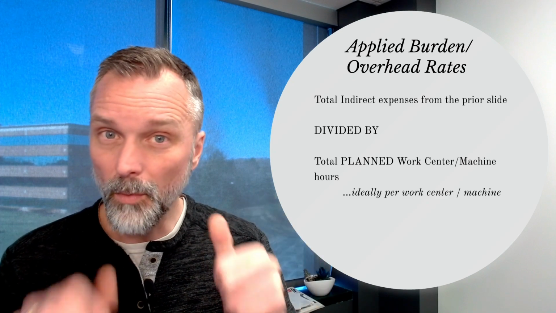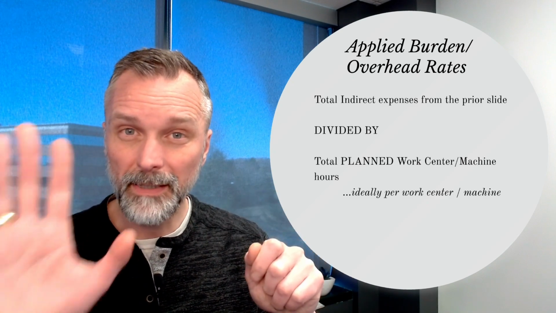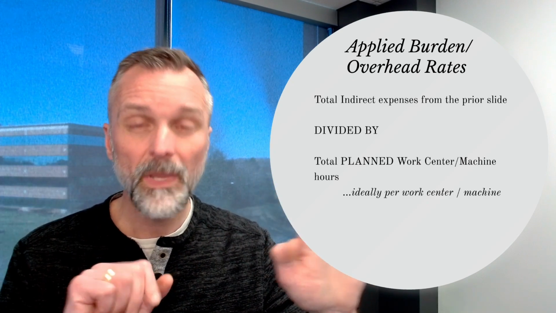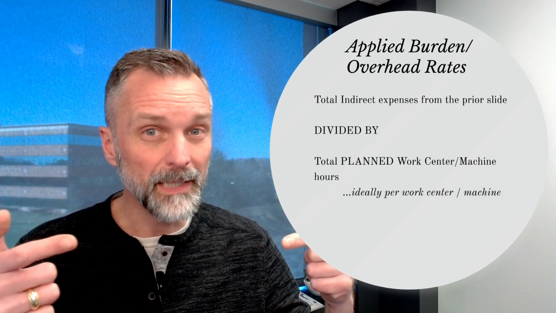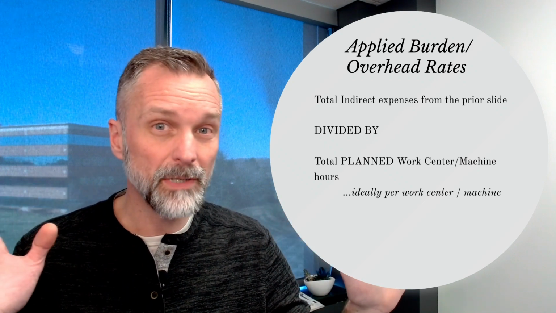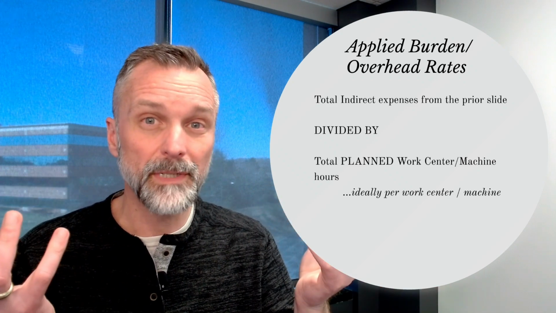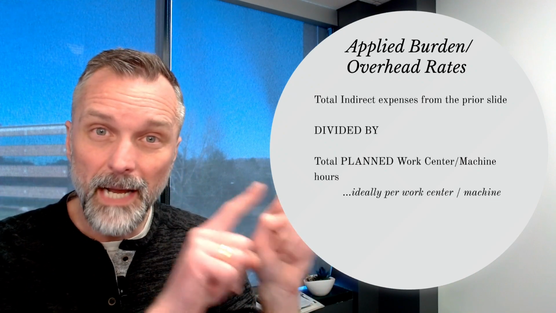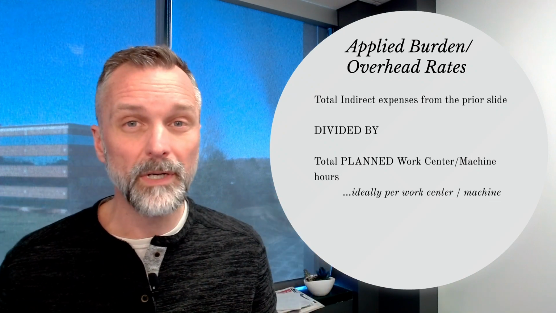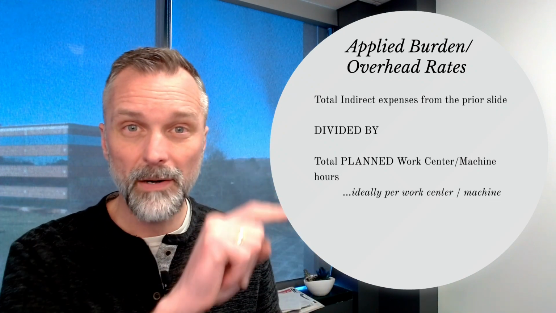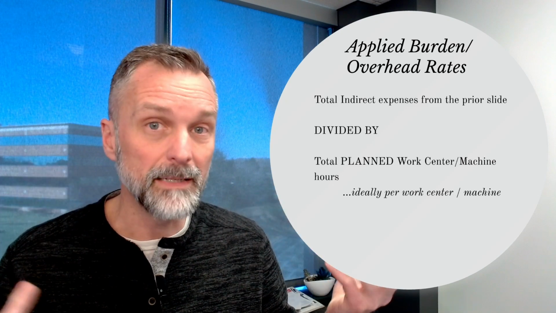This might be a one-on-one relationship between direct labor hours and machine hours. Maybe they're going to be recorded separately, and it all depends on your manufacturing environment and how you're capturing your time. But the main idea is you're estimating how many hours you're going to be incurring, and we're dividing by that, and we're getting a rate.